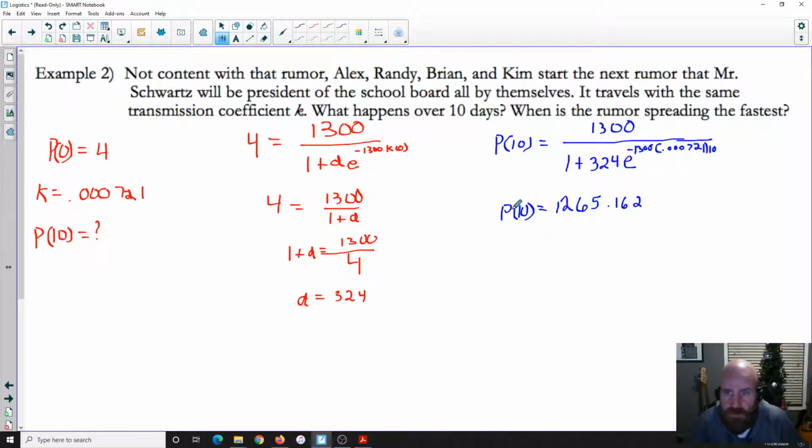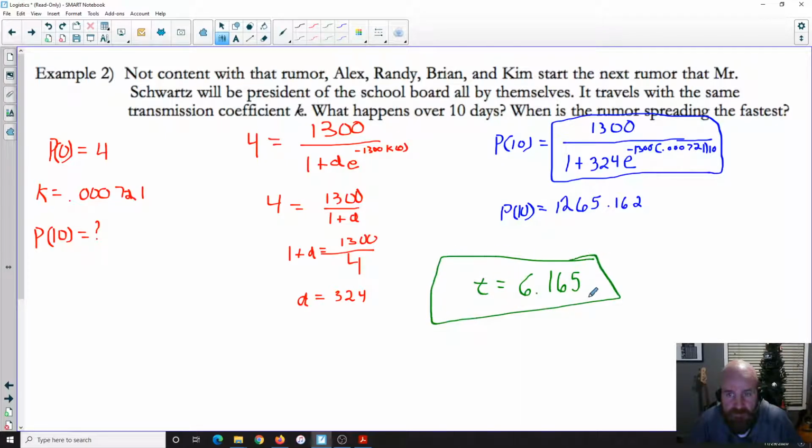It's pretty cool. All right, so now what we would do is we would take this equation, find the first derivative and find the max, or the second derivative and find the 0. Remember that the 10 is going to be an x when we're graphing. So it's growing the fastest at 6.165. So make sure you get that value. So time, that's the fastest growth, is at 6.165 days.